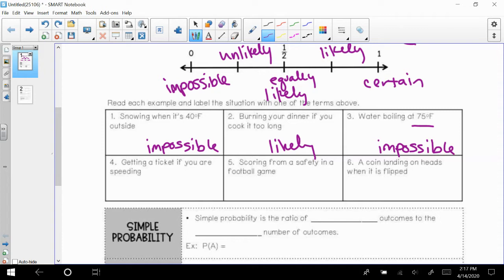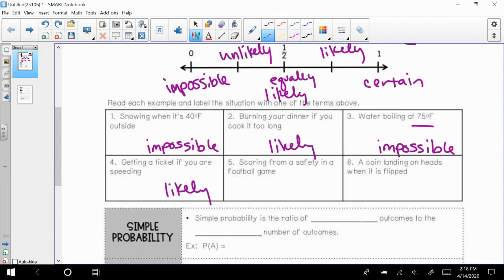Okay. Getting a ticket if you're speeding. Well, you're not supposed to speed because you'll get a ticket. That's what they teach you in driving school, so that is likely. In reality, it honestly depends on how many police cars are out there. So if you put equally likely, then I would accept that as well. But it's likely if you're out there speeding, you're going to get a speeding ticket.